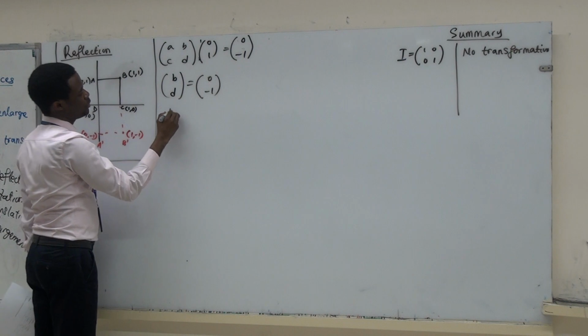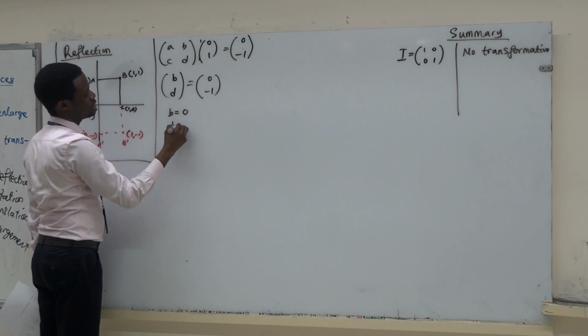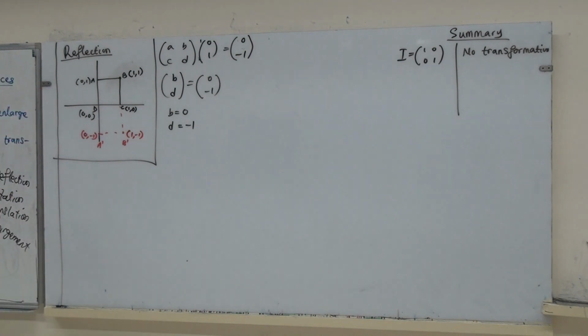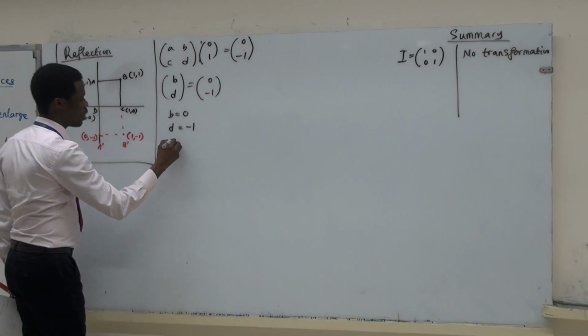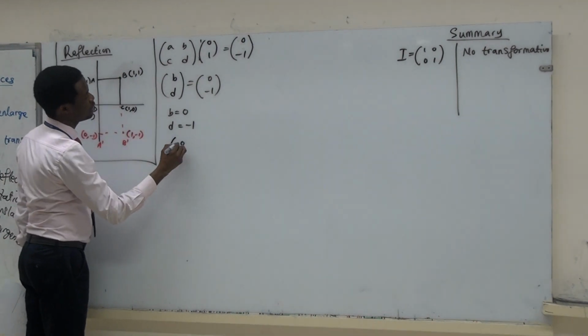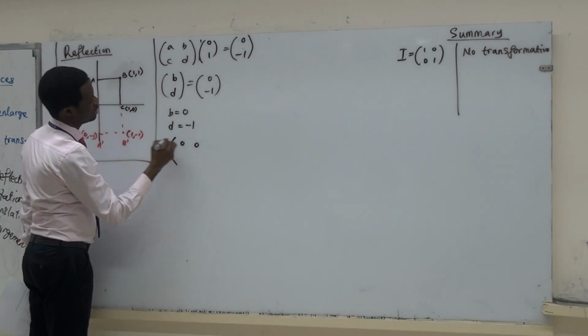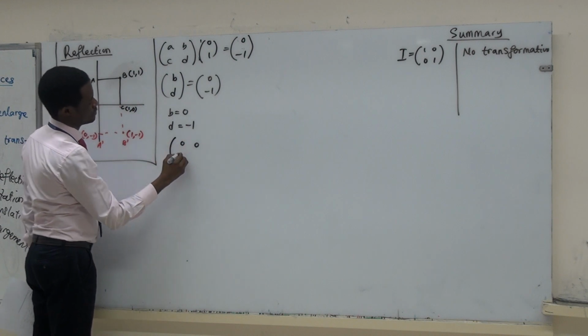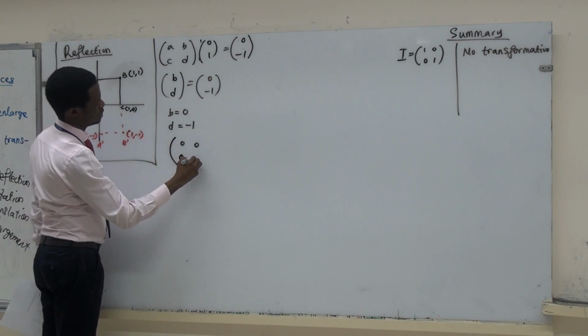So only what? B is equal to 0, D is equal to -1. It means what happens to A and C? Nothing. It doesn't matter. A 0, preferably. So we can call the matrix 0, what's B? 0, what is D? Wait. No, it's yes. 0, -1.